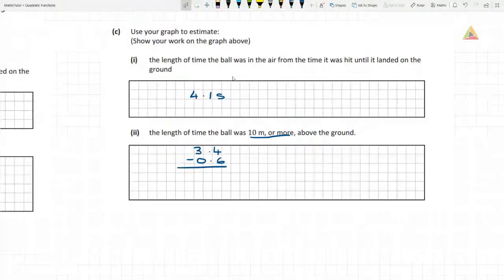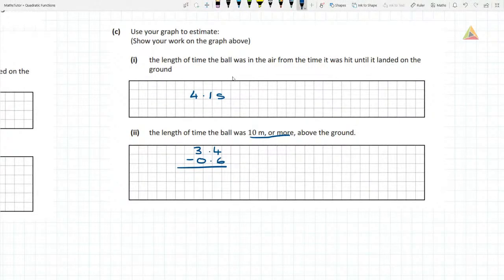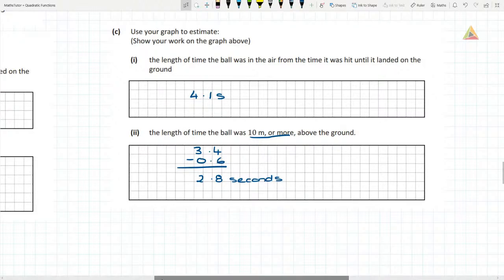And all we would do then is do that subtraction and find that it was 2.8 seconds above the ground, 10 meters or more above the ground. And there's a little bit of leeway there. So if you get a slightly different answer because you're reading from your graph, you will get your full marks.